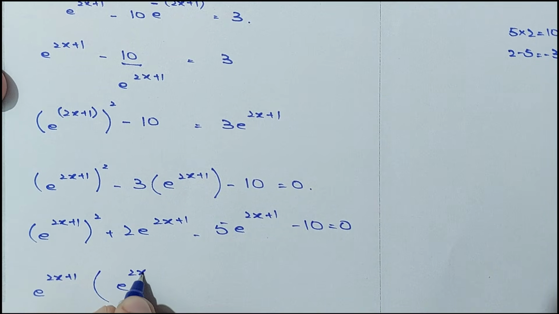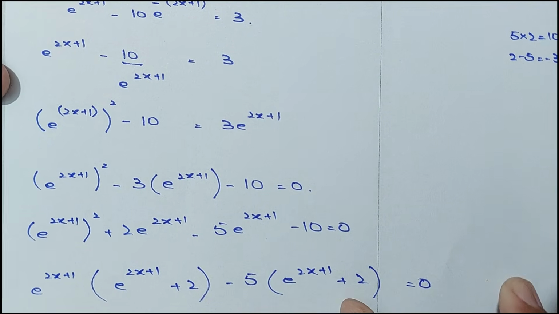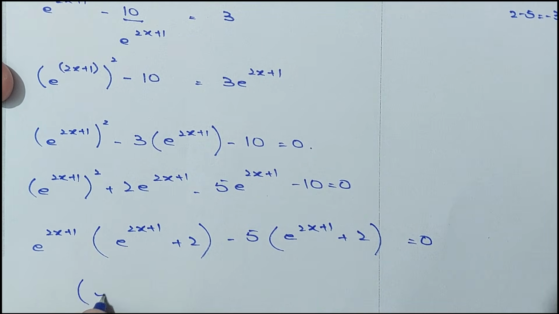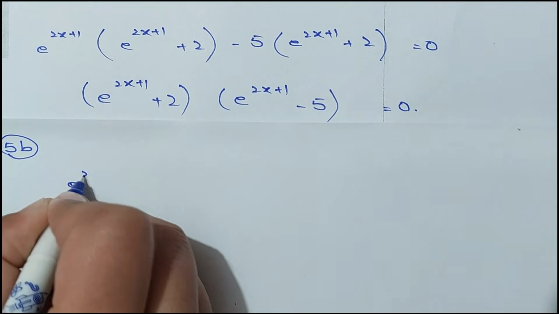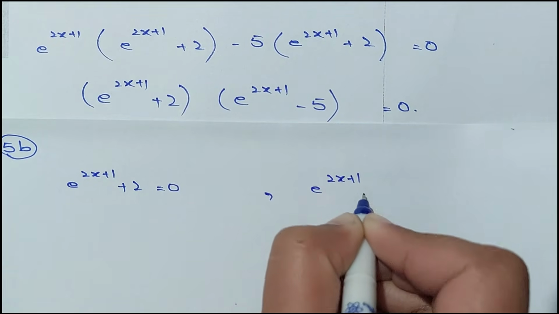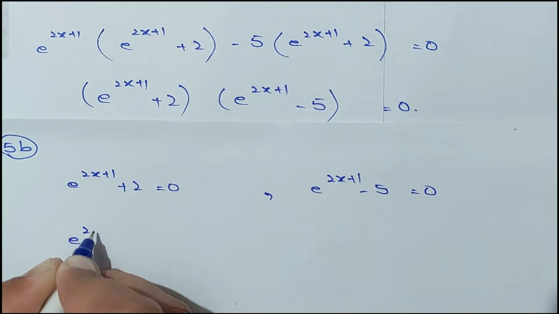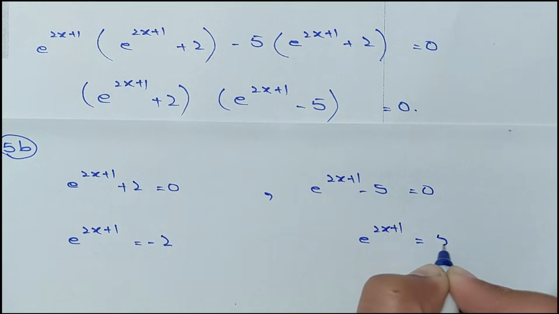We are left with e to the power 2x plus 1 and plus 2. Let's take negative 5 common: e to the power 2x plus 1 and 5 times 2 is 10, equals 0. Now we have some factors. e to the power 2x plus 1 plus 2 is a factor, and e to the power 2x plus 1 minus 5 is a factor, equals 0. Let me solve on a separate sheet of paper. Putting the factors equal to 0 separately: e to the power 2x plus 1 minus 5 equals 0. e to the power 2x plus 1 should be minus 2, and e to the power 2x plus 1 should be equal to 5.